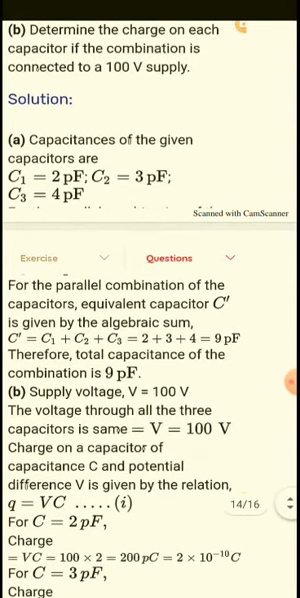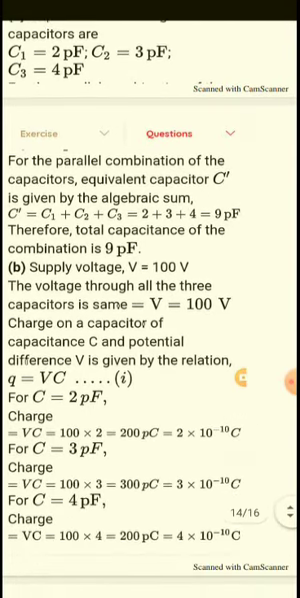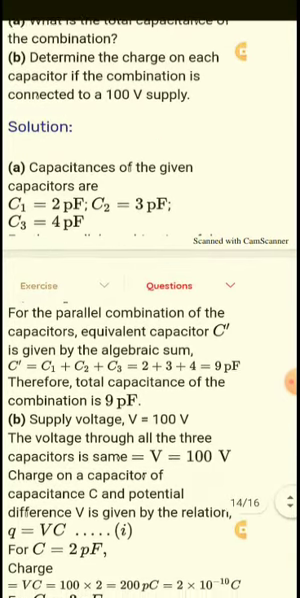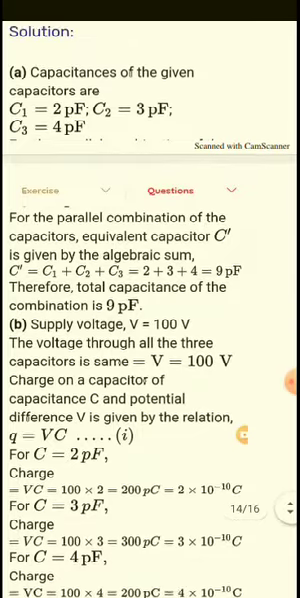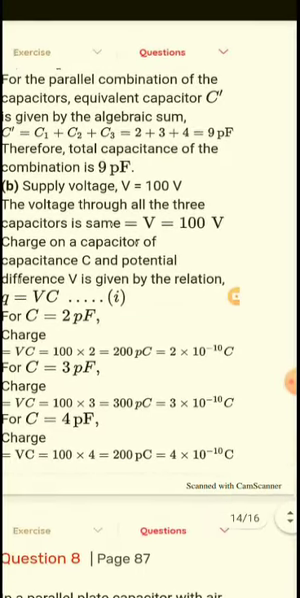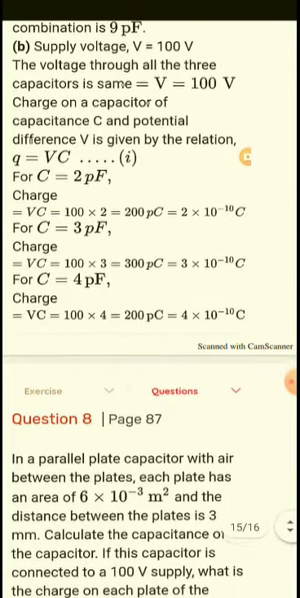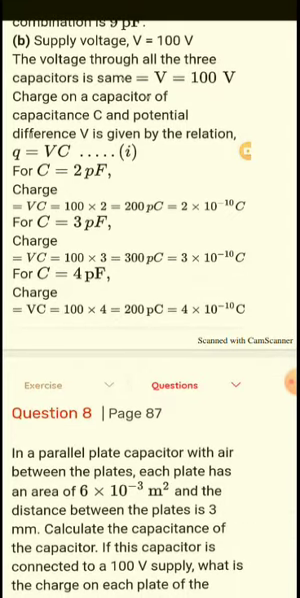Okay, so now we want to determine the charge on each capacitor. The charge formula is Q is equal to VC. Mark this as equation 1. The C value will be 2 picofarads for the first capacitor.